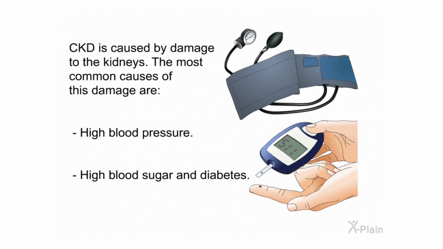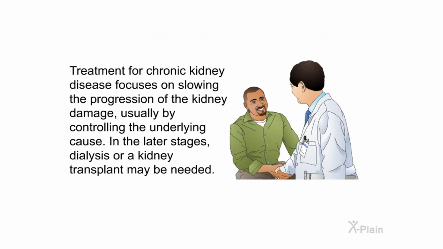CKD is caused by damage to the kidneys. The most common causes of this damage are high blood pressure, high blood sugar, and diabetes. Treatment for chronic kidney disease focuses on slowing the progression of the kidney damage, usually by controlling the underlying cause. In the later stages, dialysis or a kidney transplant may be needed.